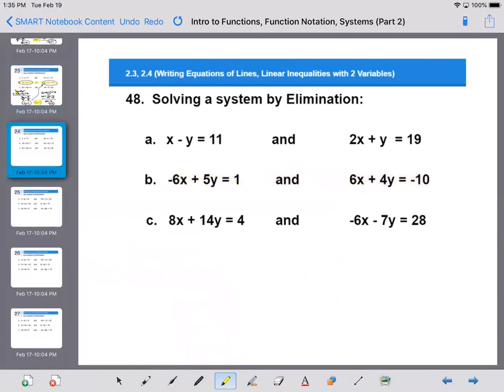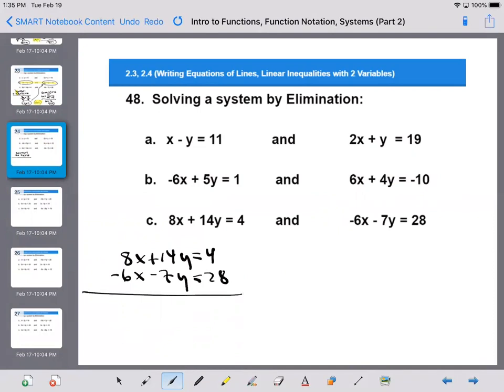All right, let's look at the last one here. So 8x plus 14y equal 4. And then -6x minus 7y is equal to 28. All right, now we're getting into where we notice, all right, I've got coefficients of 8 and -6 for x and 14 and -7 for y. Nothing's the same. So this is where you're going to try to create a multiple.